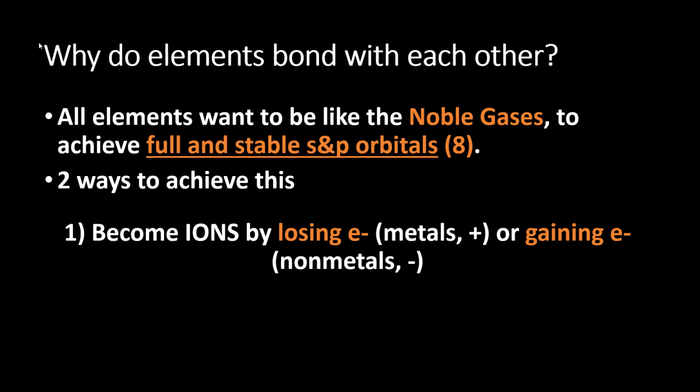So this is when a metal and a nonmetal in an ionic fashion come together. There's going to be a big difference in how much they want those electrons. So one will lose and one will gain. So that's ionic.